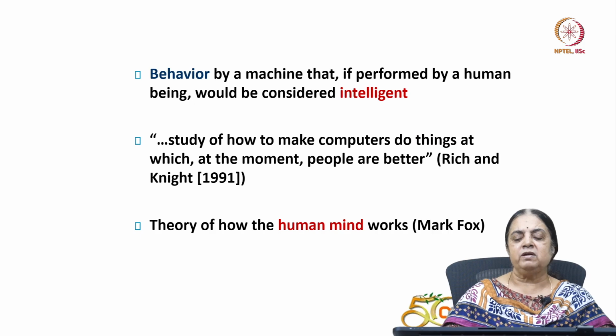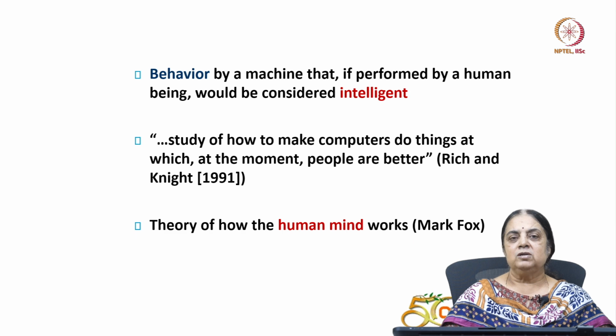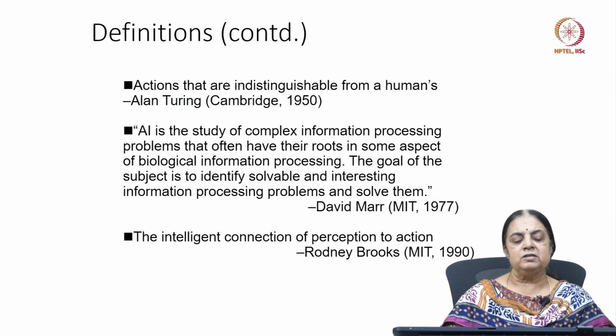So here are some different definitions given in different places. The behavior of a machine which, if performed by a human being, would be considered intelligent. Another is the study of how to make computers do things at which, at the moment, people are better. So what people do better now, how do you make a computer do the same thing? Another one is the theory of how the human mind works. So you try to see how the human mind works and you try to simulate that to get the same result. So these are different definitions of artificial intelligence basically.